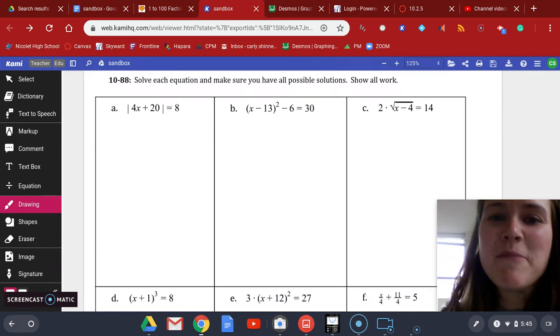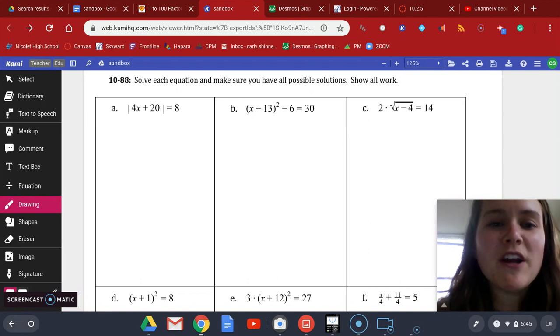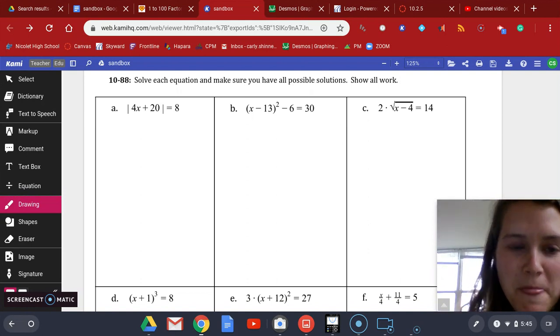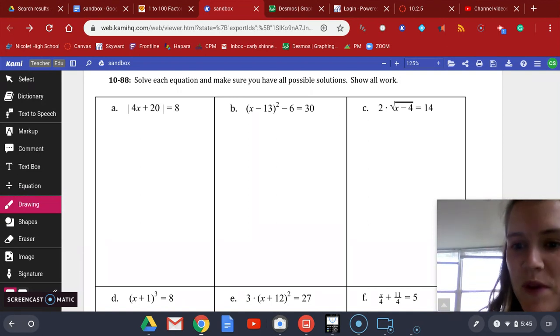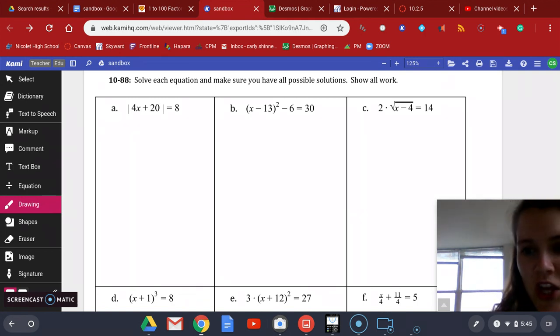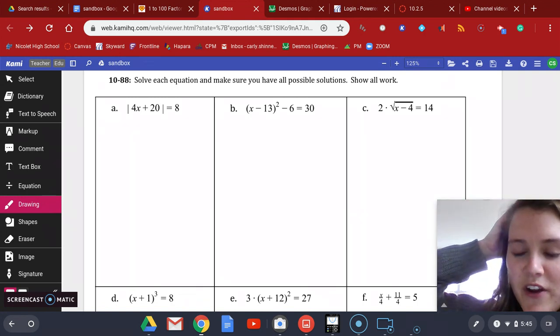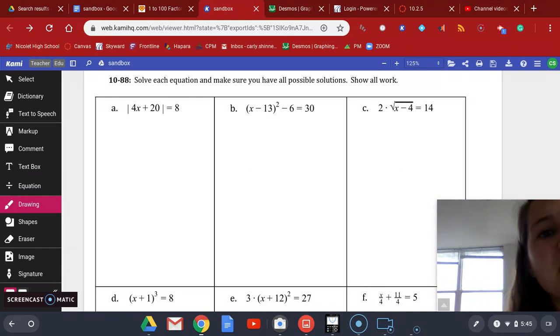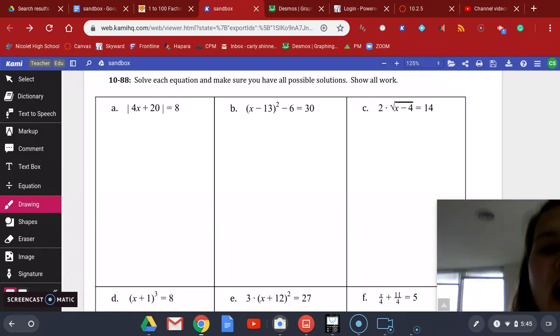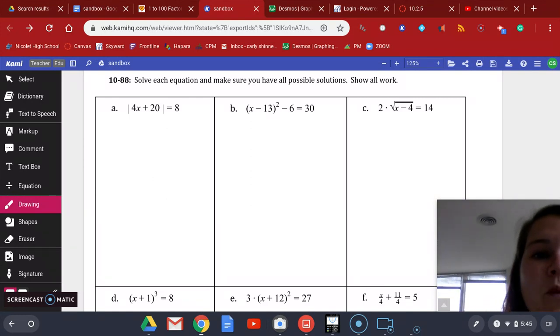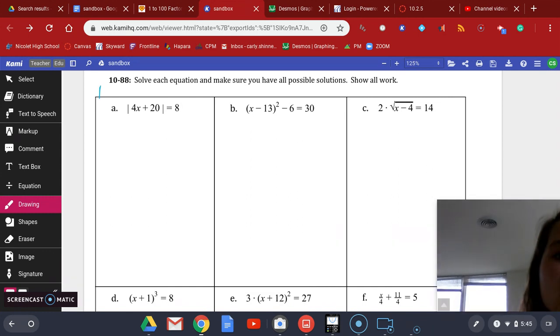So we are going to be solving all types of different equations here, folks. This is all equations we have seen before. So let's use all of our strategies, all of our thinking patterns, and let's get rocking and rolling here, folks. Letter A, let's see, what kind of a problem is this? This is an absolute value problem.